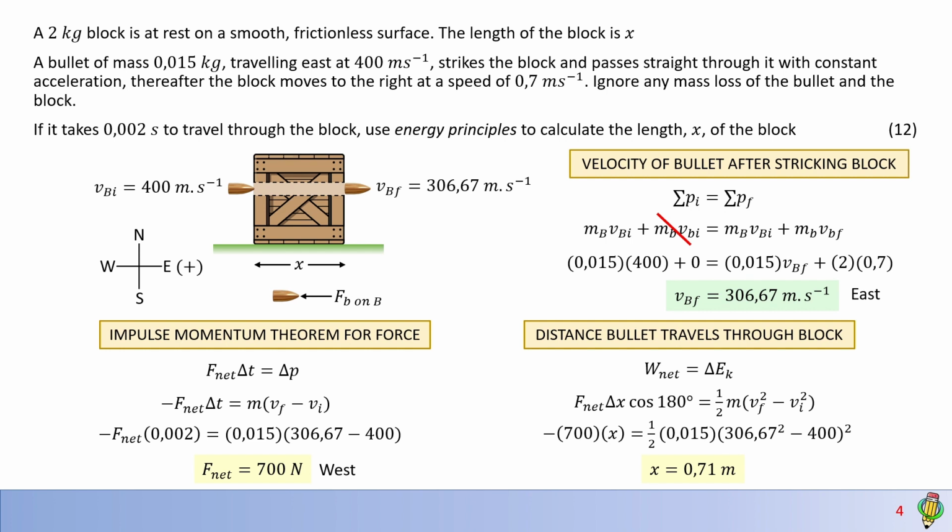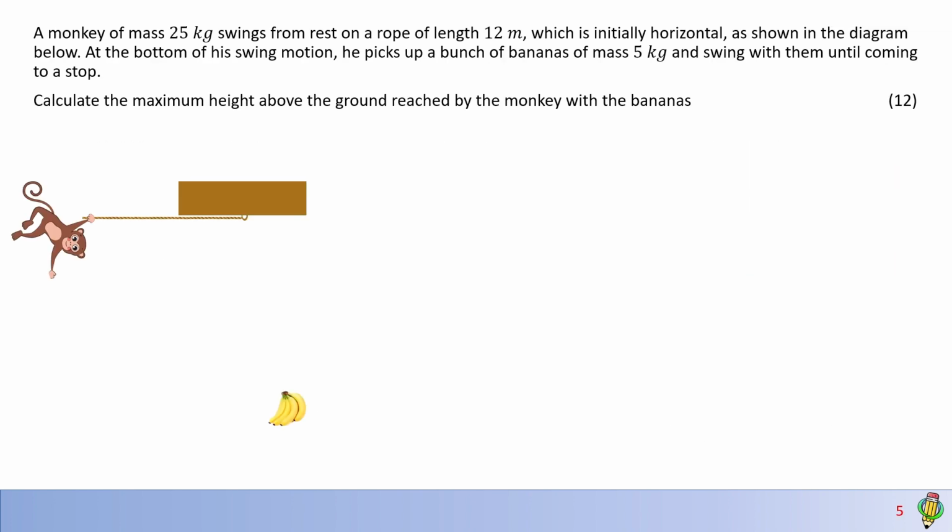The final example says a monkey of mass 25 kg swings from rest on a rope of length 12 meters, which is initially horizontal as shown in the diagram below. At the bottom of his swing motion, he picks up a bunch of bananas of mass 5 kg and swings with them until coming to a stop. Calculate the maximum height above the ground reached by the monkey with the bananas. This one is 12 marks. Remember to write all your given data and then try this example on your own and then come and verify if you did everything correctly.